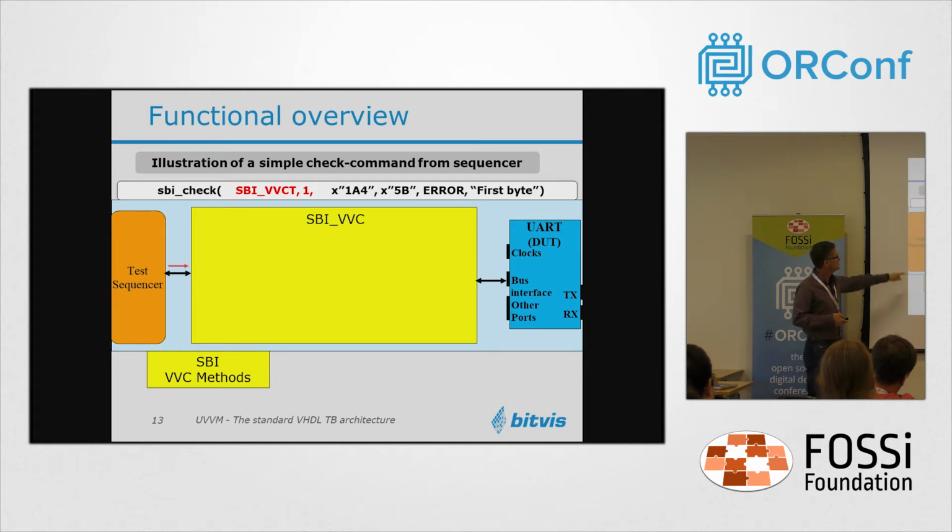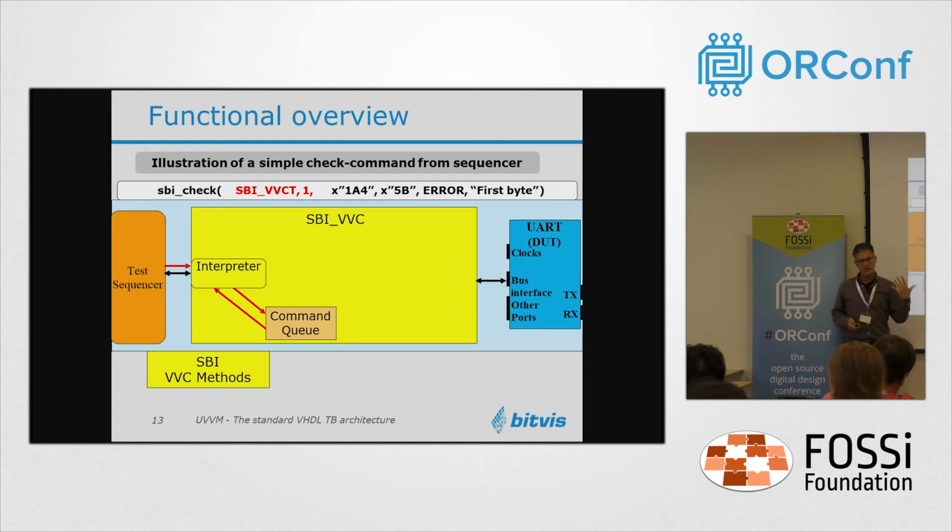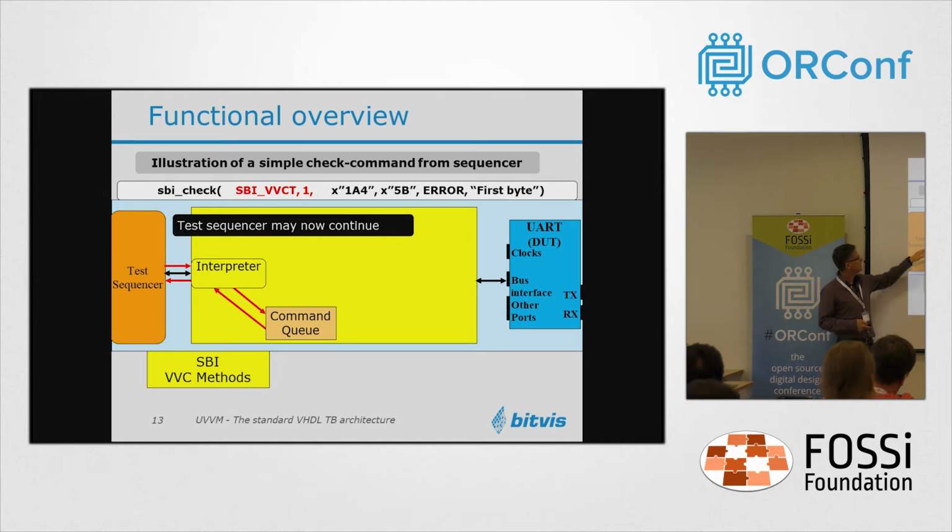So the test sequencer is basically sending that command to this address, this target, which is the SBI verification component, instance number 1, because of course there could be many. So it's sending this down to an interpreter. Interpreter receives it, puts it into the command queue. Command queue says, okay, fine. Interpreter acknowledges the command, and the test sequencer can now continue.